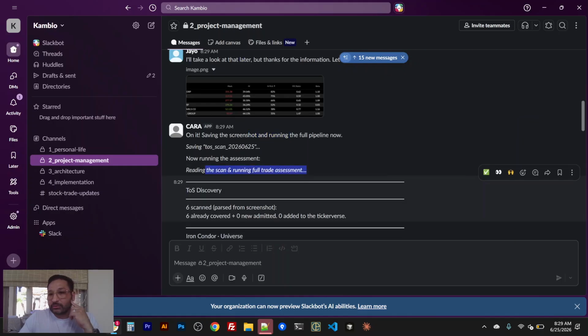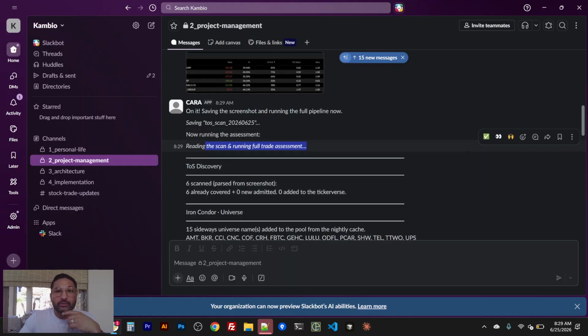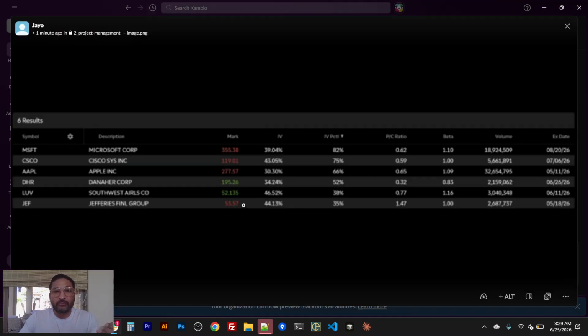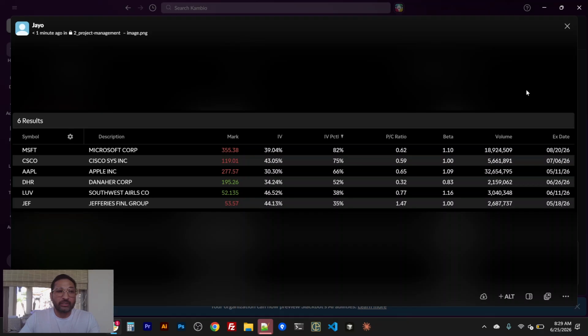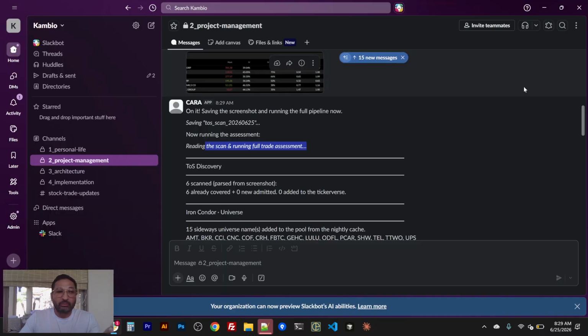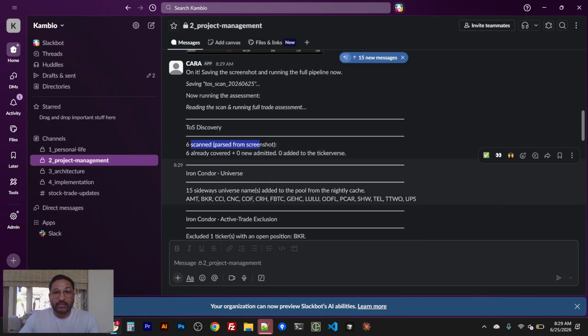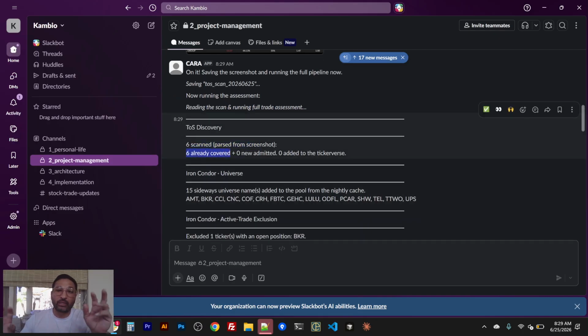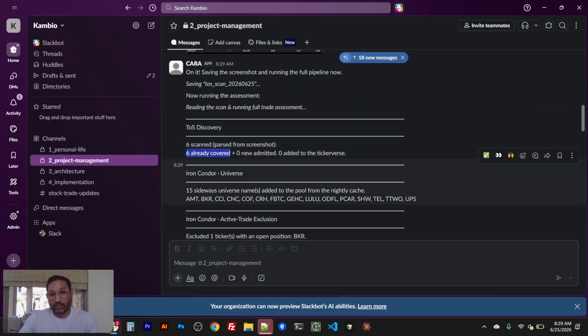Let's see. Okay, so it processes the image here. It says, okay, I got 1, 2, 3, 4, 5, 6: Microsoft, Cisco, Apple, and so on. So it scans 6. We already have those. So what it does is it asks, do we have those in our ticker? I call it the tickerverse. Do we already have them in our tickerverse? If we do, then we're okay, so we don't need to look at them. Otherwise, we need to add them to our tickerverse so that they start getting into the nightly process.